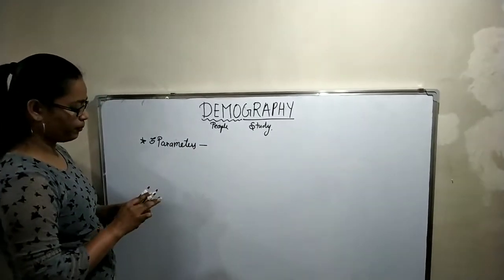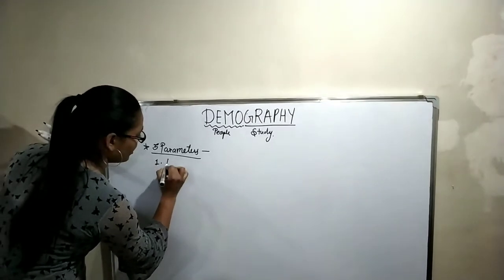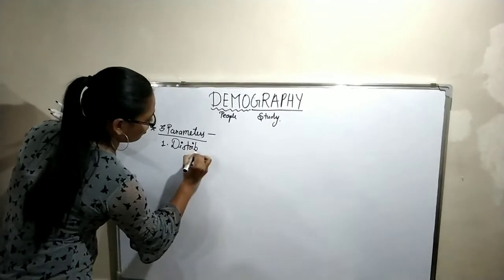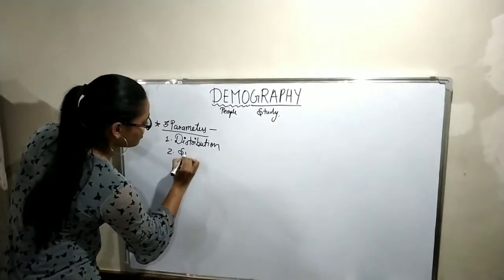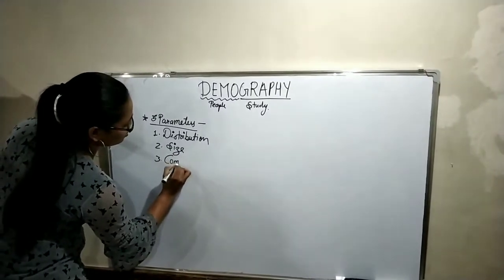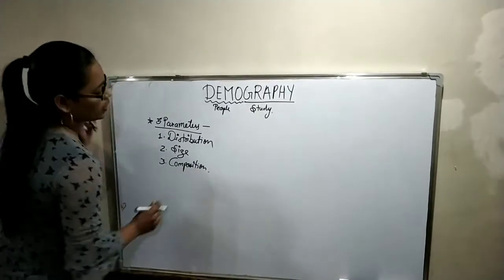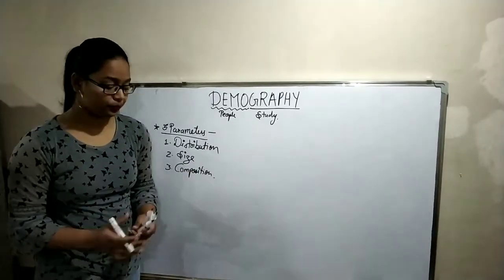What are they? First, distribution. Second, size. Third, composition. According to these three parameters, we study the population.